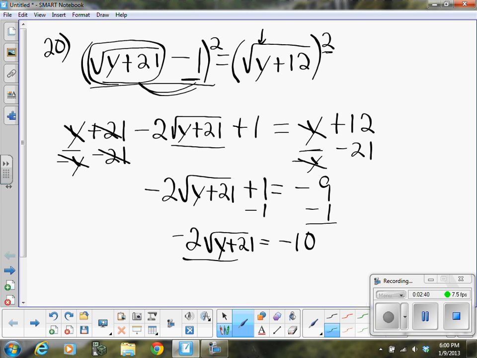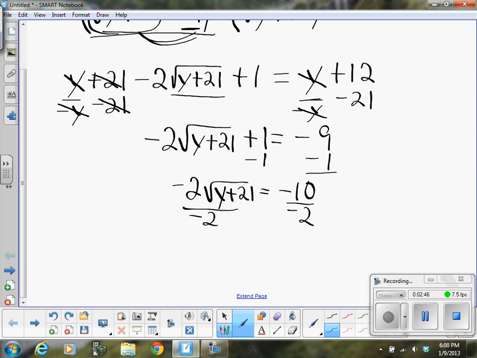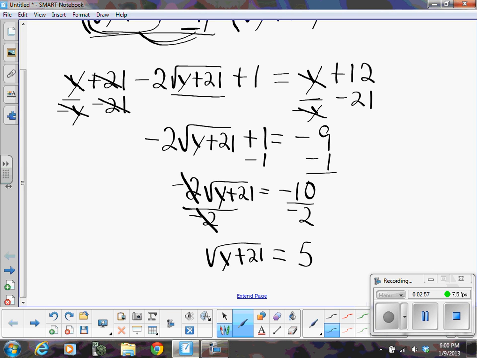Divide both sides by negative 2. Now, you will have the negative 2s cancel each other out, and you'll have the square root of y plus 21 isolated to one side. Alright? So, get rid of the square root: you square it. Whatever you do to one side, you do to the other side.